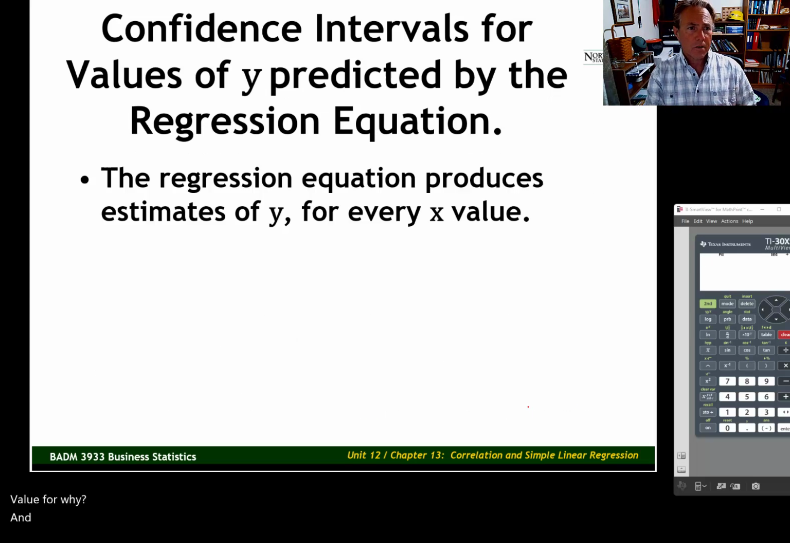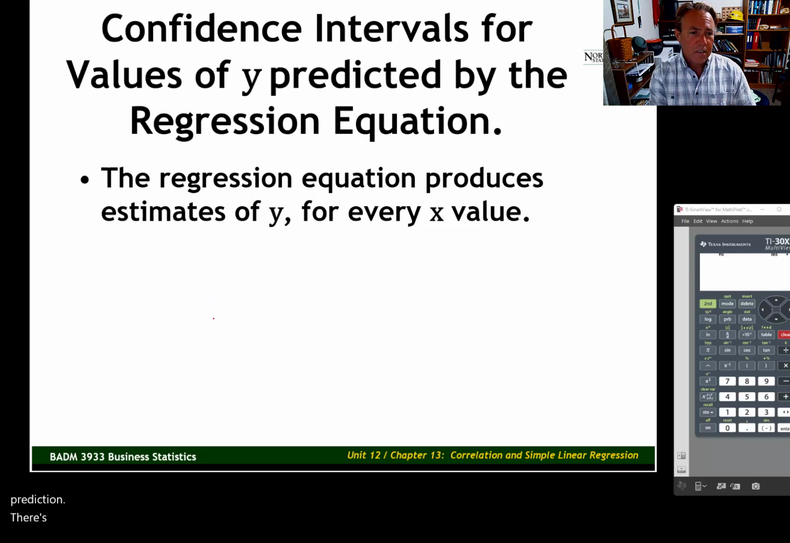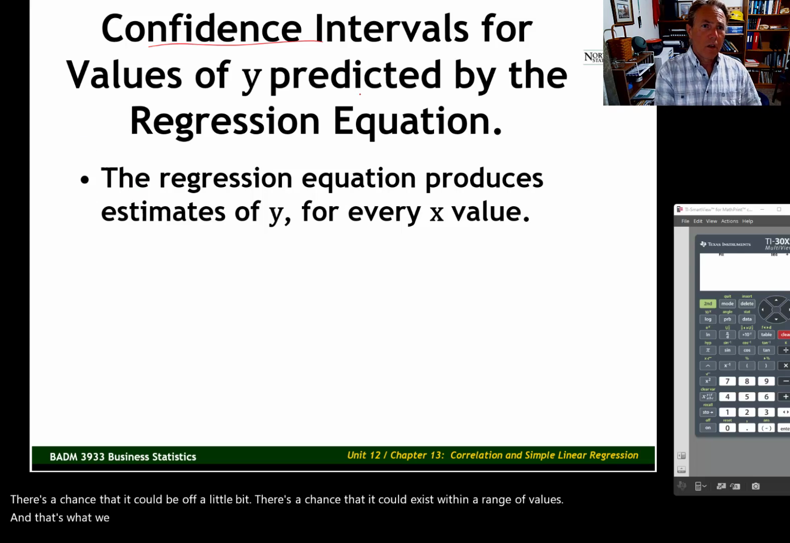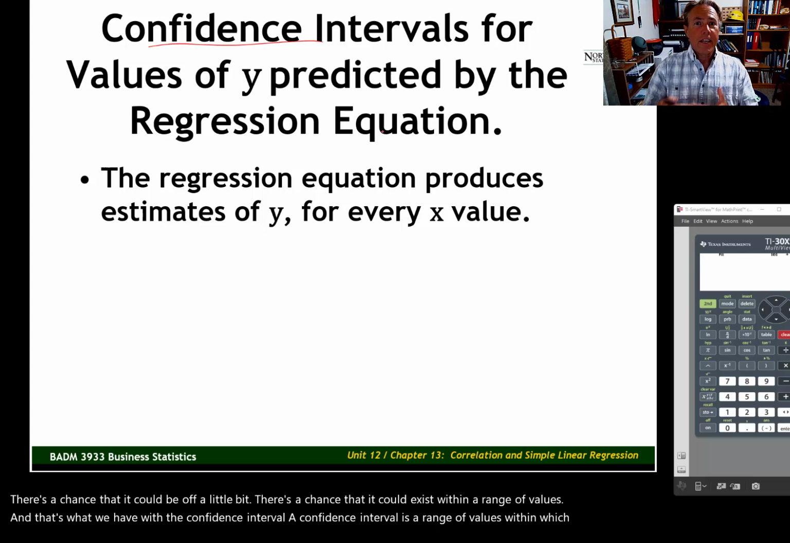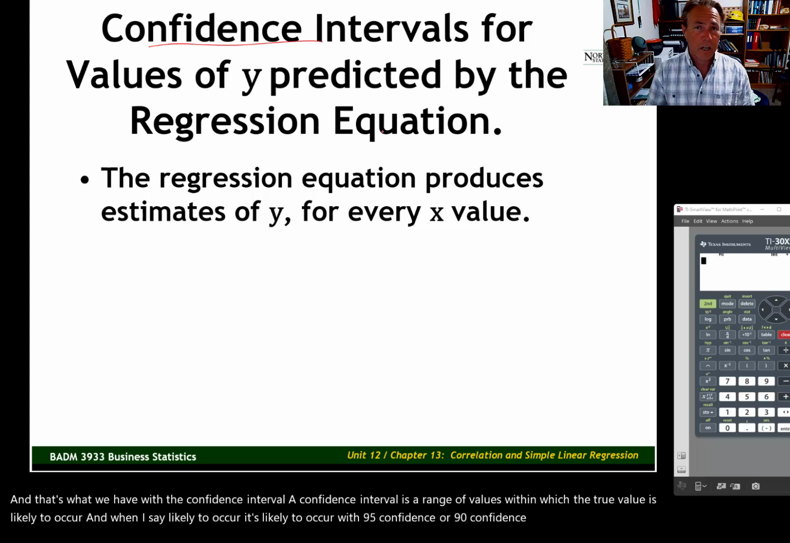And it is a prediction. It's not a foolproof, accurate, guaranteed that that's going to be the value. It's an estimate. It's a prediction. There's a chance that it could be off a little bit. There's a chance that it could exist within a range of values. And that's what we have with a confidence interval. A confidence interval is a range of values within which the true value is likely to occur. And when I say likely to occur, it's likely to occur with 95% confidence or 90% confidence or 99% confidence.